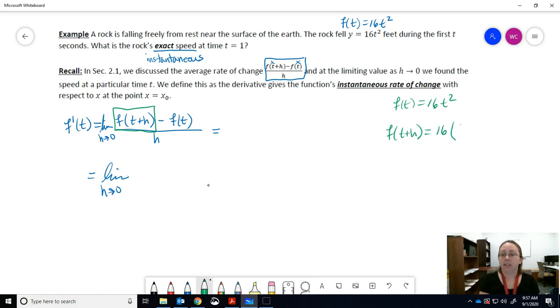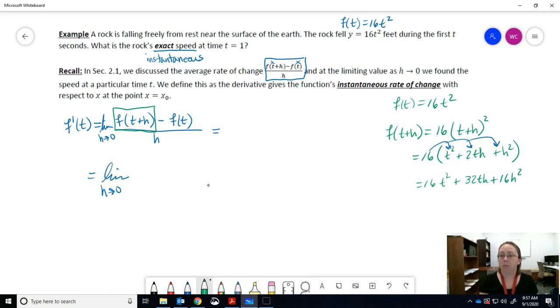Wherever you see a t, replace it with t plus h. Don't forget to square the whole thing. So 16t squared plus 2th, whoops, that should be an h, plus h squared. What do we need to do with the 16? We need to distribute. All right. So we end up with 16t squared plus 32th plus 16h squared.